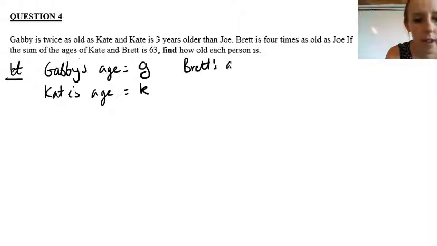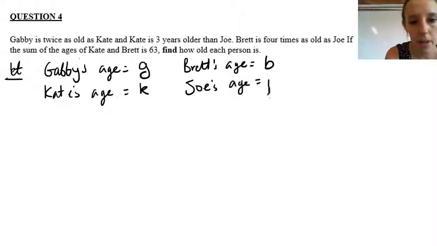Brett's age is going to be, yep, you guessed it, a B, and lucky last, Joe's age is going to be a J. Okay, so what do I know from this question? Well, it tells me that Gabby is twice as old as Kate. So Gabby equals 2 times Kate's age. Okay, what else do I know?